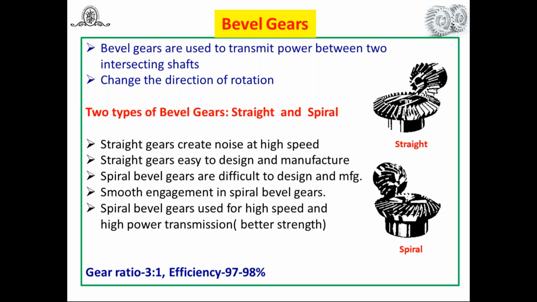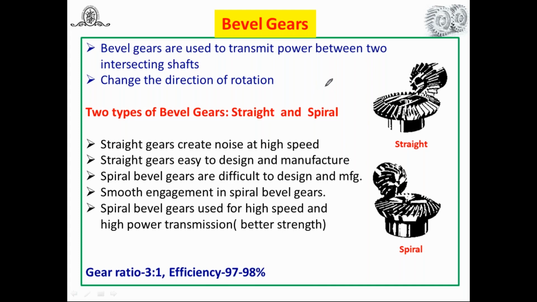So you know very well, in general the main purpose of bevel gears is to transmit power between two intersecting shafts. Two intersecting shafts means, look at the figure here, this is the axis of the gear and this is the axis of the pinion. These two axes are intersecting, or you can say in general the shafts are intersecting.